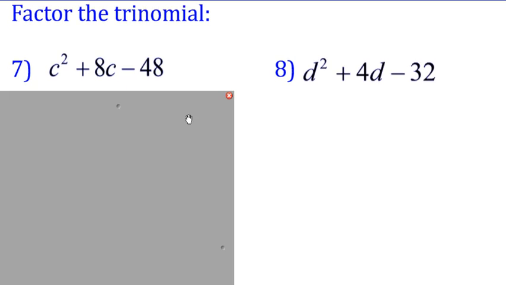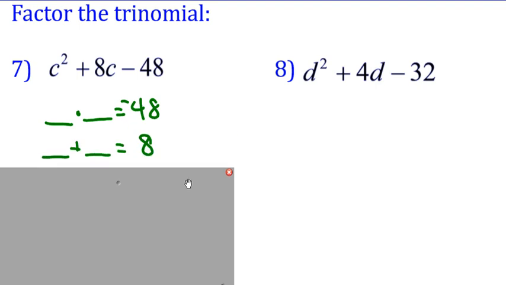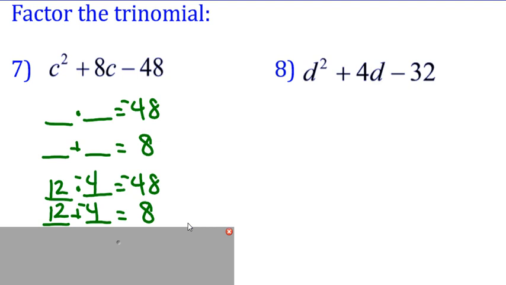Well, to make both of those true, I could use a positive 12 and a negative 4. That would make the product true and the sum true. So again, what we used to do is write it out with four terms. C squared plus 12c minus 4c minus 48. Break them into pairs, divide out your common factors.